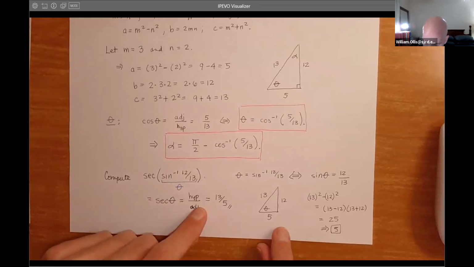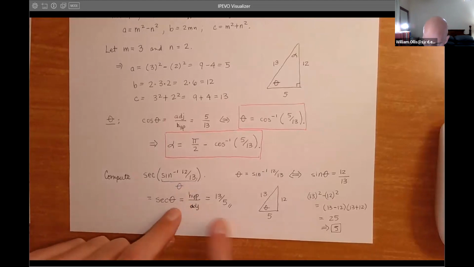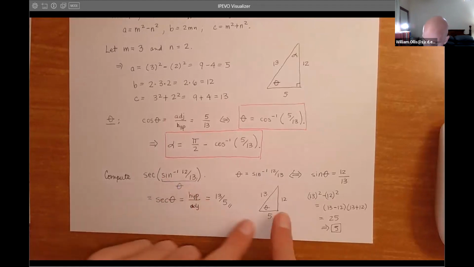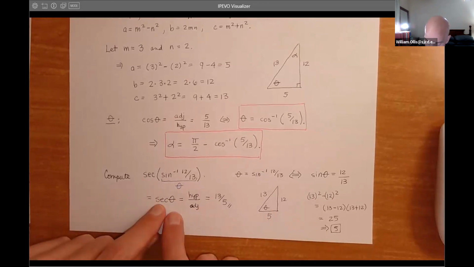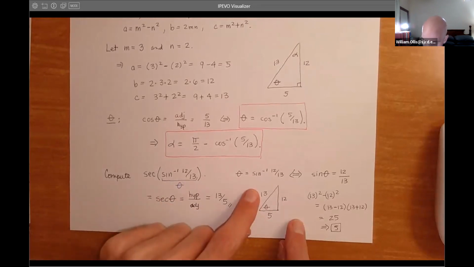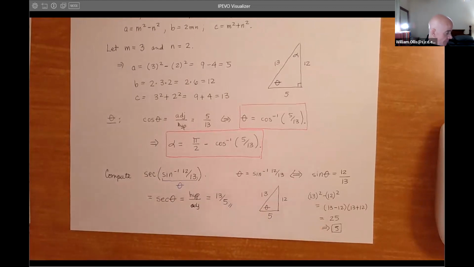But notice here that all of this checks out. Once we draw the triangle, then we can just say, okay, well, this is just secant of theta. Well, secant of theta is hypotenuse over adjacent. And let me, here we go.